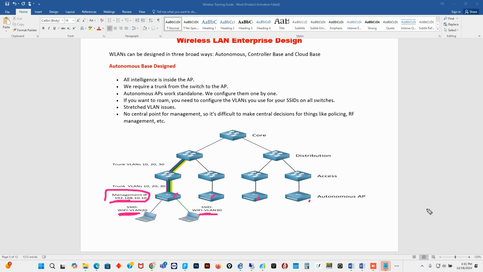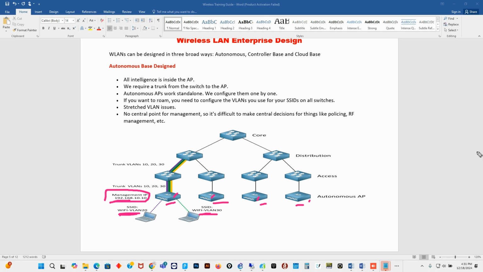And then you configure each AP individually. So this should be configured individually. This is good for a small setup. If you have so many APs, that becomes an issue.